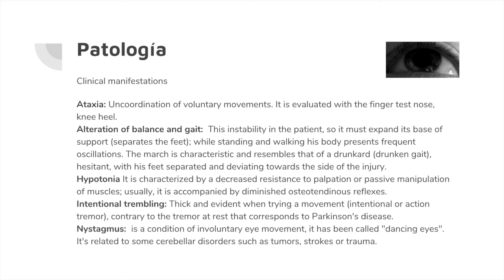And finally, you can also find nystagmus. Nystagmus is a condition of involuntary eye movement. This is what the image shows, a person with nystagmus. It has been called dancing eyes because they move from one side to another without voluntary impulse. It is related to some cerebral disorders such as tumors, strokes, or trauma.